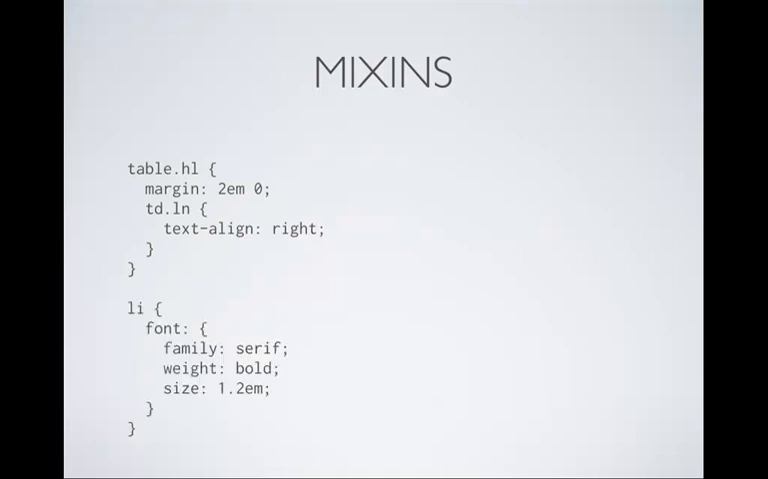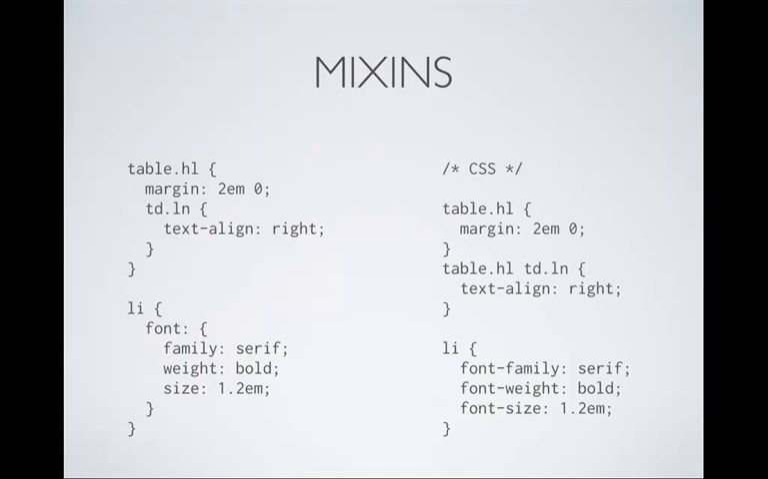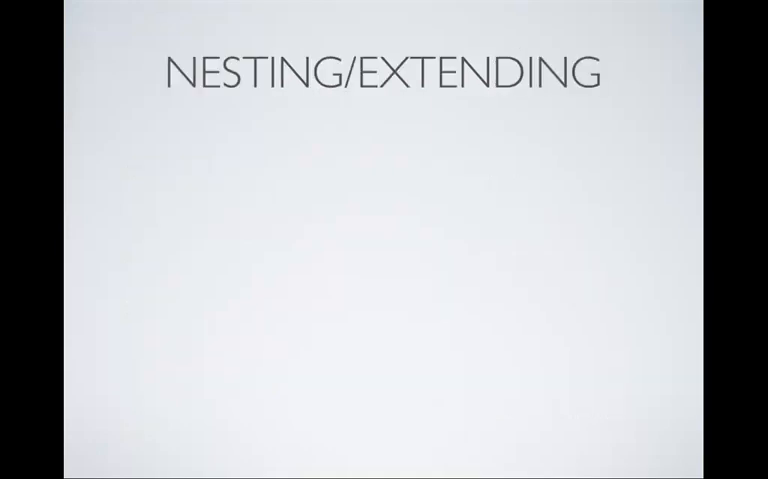So table h1, we can set a margin, and then within that nest another selector, td with a class of ln, compiles down to that, and then the li stuff. This is not one I use a lot, but you can even nest properties like font-family, font-weight, and font-size like that. I don't use that a lot, but that's a handy little one.